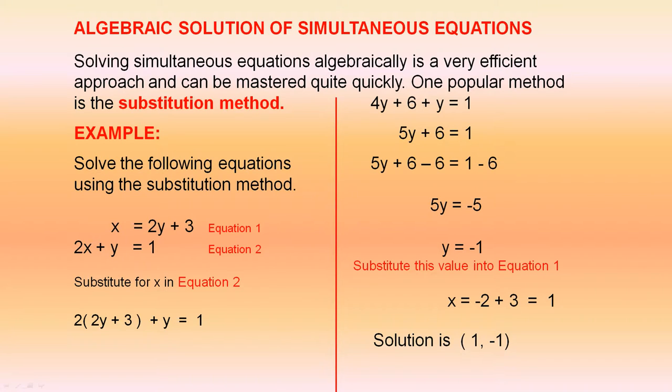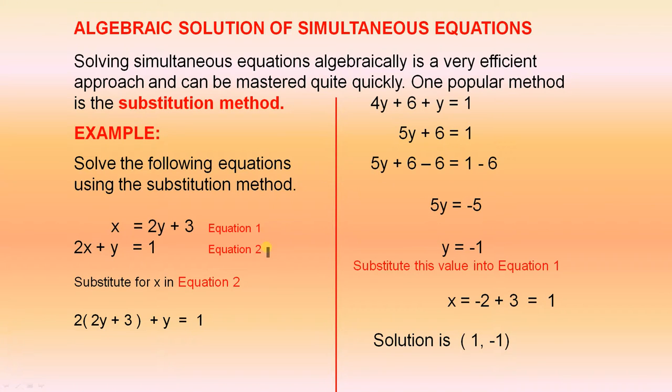Algebraic solution of simultaneous equations. Solving simultaneous equations algebraically is a very efficient approach and can be mastered quite quickly. One popular method is the substitution method. For example, solve the following equations using the substitution method. x equals 2y plus 3 and 2x plus y equals 1.